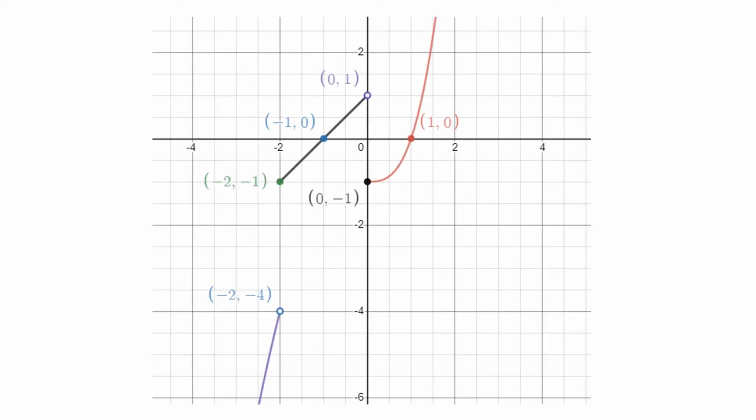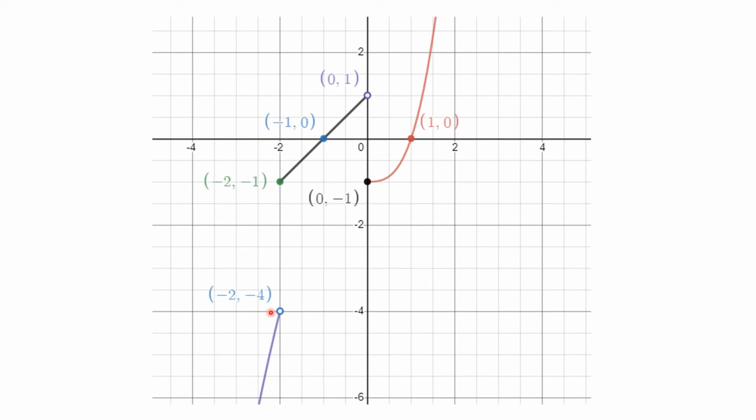I'm back. And here's what your picture should look like. This is a discontinuous function because we have jumps here. So this is an open circle, this is a closed circle. This is an open circle, this is a closed circle. And this is what happens from 1 on.